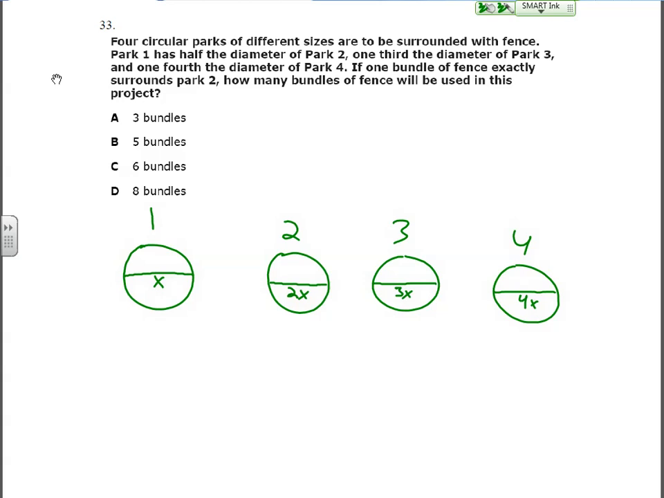What's the relationship of the circumferences here? What's the formula for circumference of a circle? 2 pi r, or, since we're talking about diameters, pi times d, right? And so the diameter of Park 2 is equal to 2x, so we can say that this is going to need pi times 2x, right?